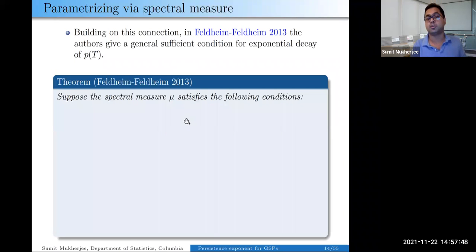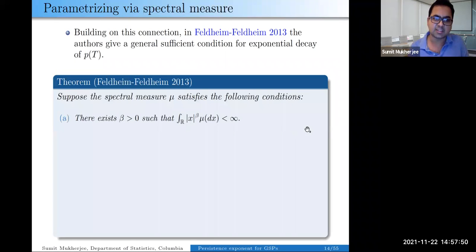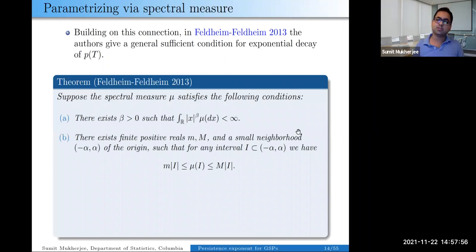If you assume the following conditions, there exists some positive beta such that this mu has polynomial moments, and also your measure is sufficiently regular near the origin. So your measure can be sandwiched between two multiples of Lebesgue measure in a small neighborhood around the origin, right? So this is sort of a dual type of assumption. We need some assumption on the measure near infinity, and we need some assumption on the measure near 0.